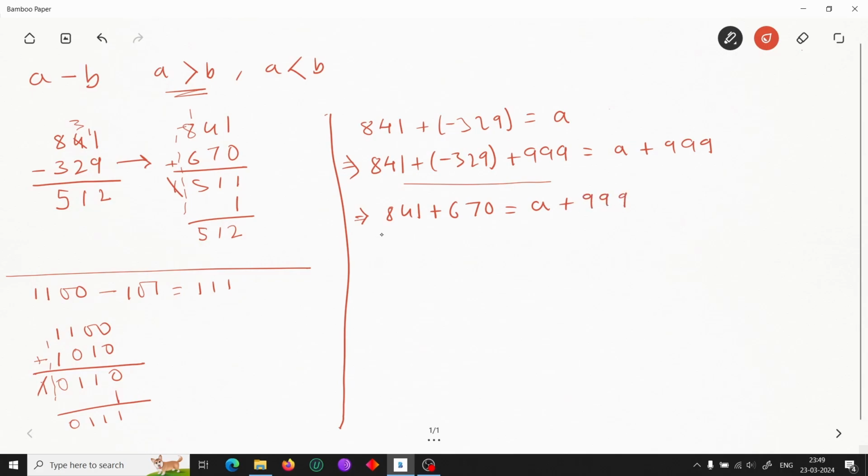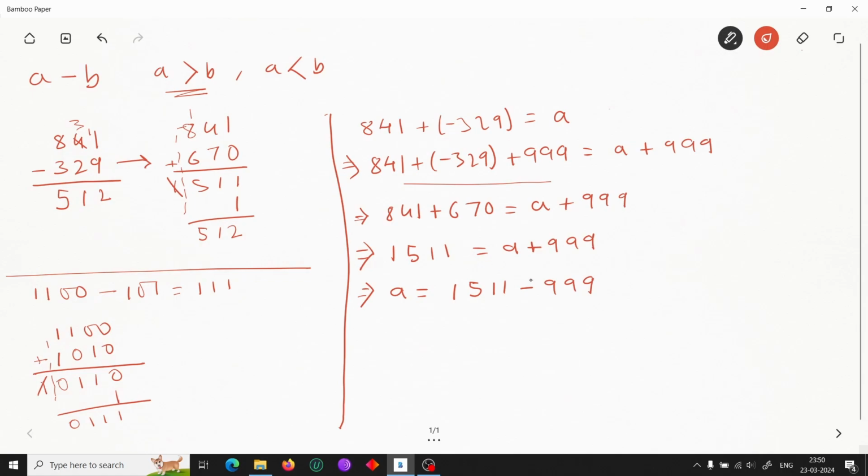Now see the magic here. What did this addition come up to? What was the result of that? Was it not 1511? And that is equal to a plus 999. Now see here, if I change the sides for this 999, what does my equation now become? It becomes 1511 minus 999, right? I'm not wrong here, right? This is what is actually happening.